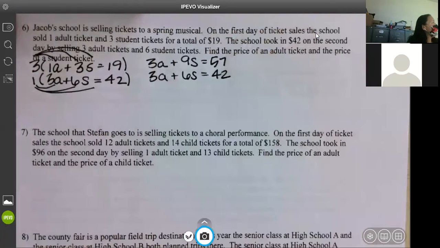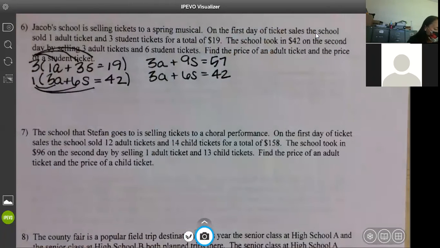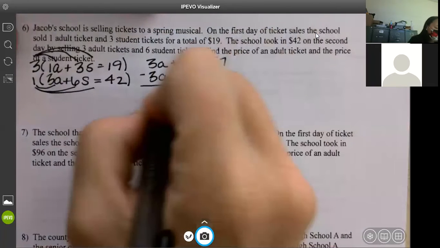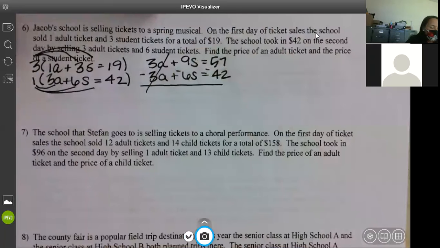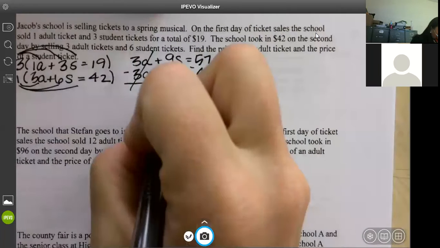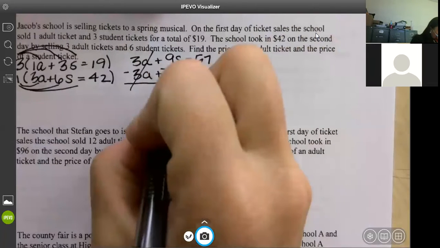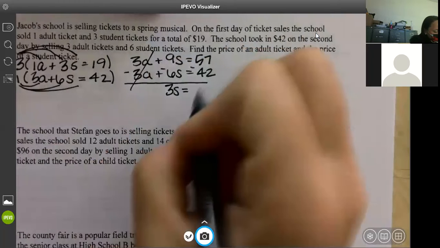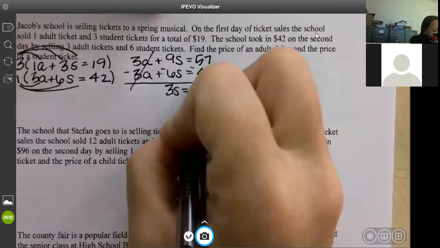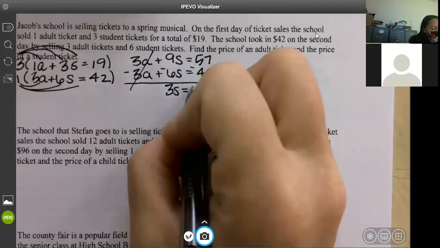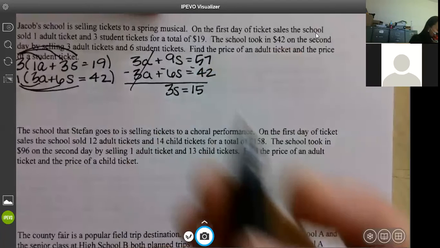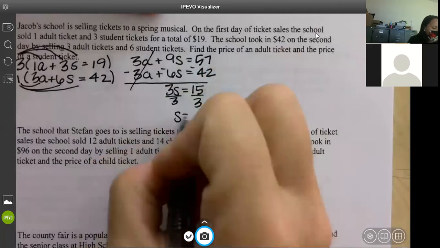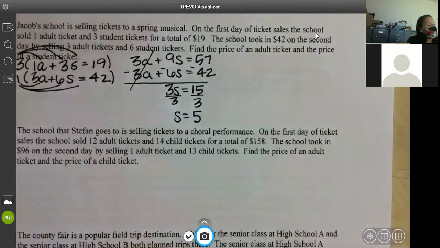Now you have your A's that look alike. How do I get them to cancel out? Change, change, change, just like before. Your A's will cancel out. What's 9 plus negative 6? 3S. 57 minus 42. 15. How do I solve? Divide by 3, and I get S equals 5. So a student ticket is $5.